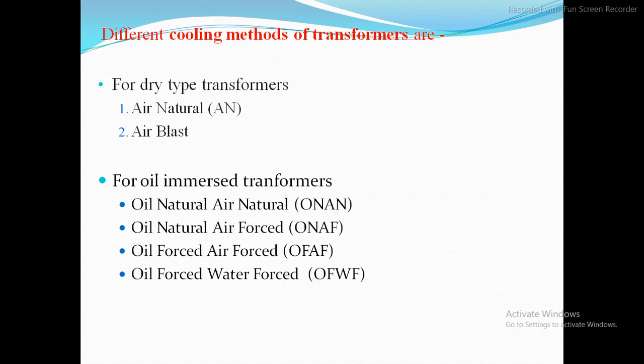The first one is oil natural, air natural. It means the circulation of oil is natural, and the circulation of air is also natural. And the second one is oil natural, air forced. To remove the heat from the oil, forced air is used. The third one is oil forced, air forced, and the fourth one is oil forced, water forced. So let us discuss one by one here.